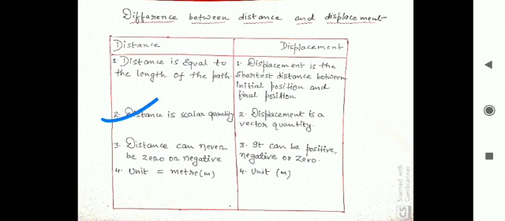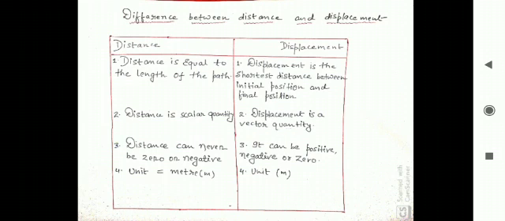Now the second point: distance is a scalar quantity, means it has only magnitude but direction is not present in distance. But in case of displacement, direction as well as magnitude are present, so it is a vector quantity.